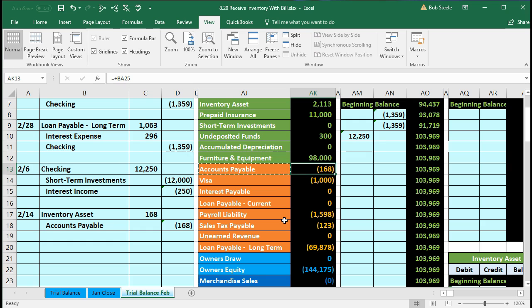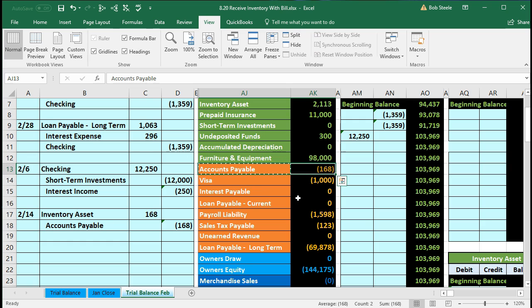Now we're going to scroll over and post the same information to the subsidiary accounts. Remember that the accounts payable represents who we owe money to. In other words, this means we owe money to people. Vendors is what we call those people typically who we owe money to in terms of accounts payable.